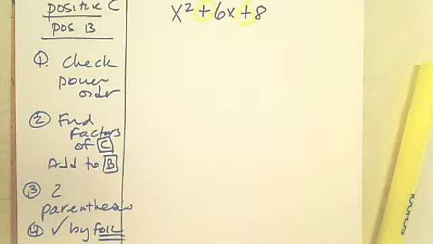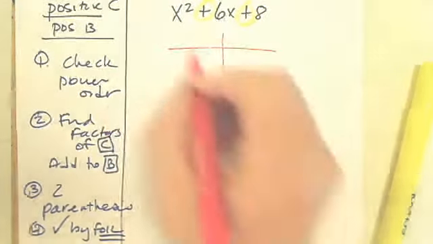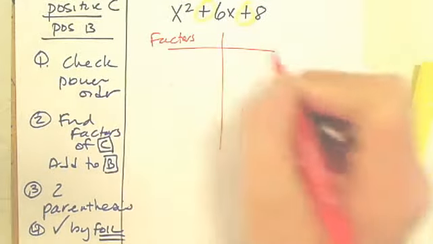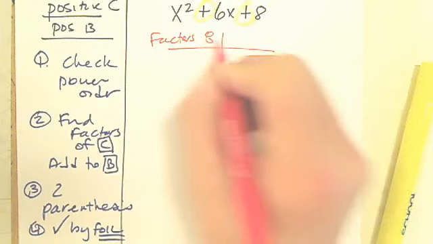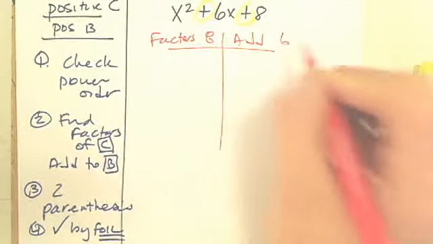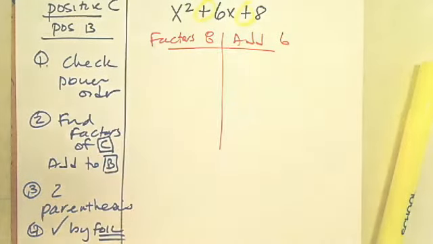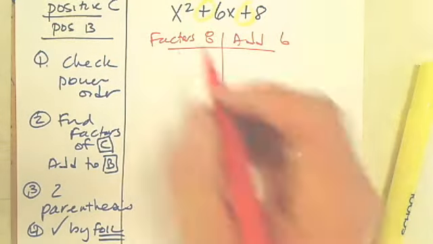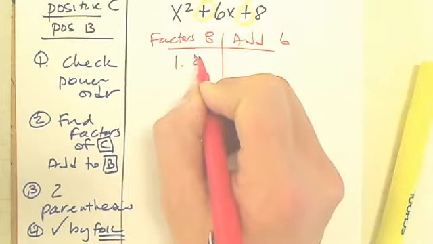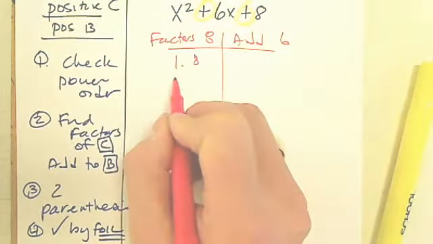Okay, here we go. I need the factors of what number? Positive 8 that add to what? 6. Positive 8, factors of C that add to B. Factors of 8 that add to 6. So I want you to list out all of the positive factors of 8. 1 and 8. What else? 2 and 4.